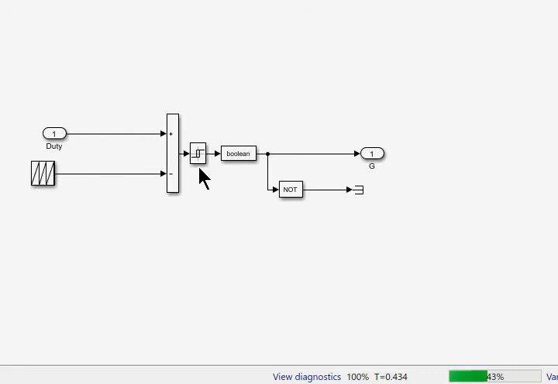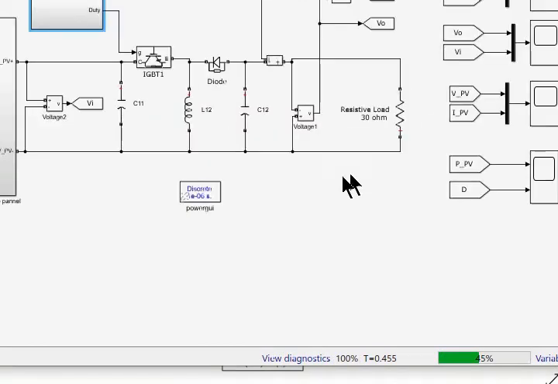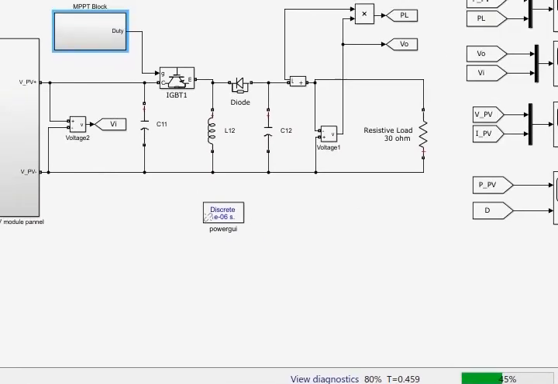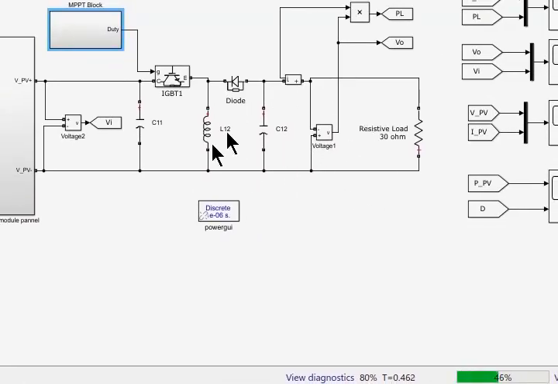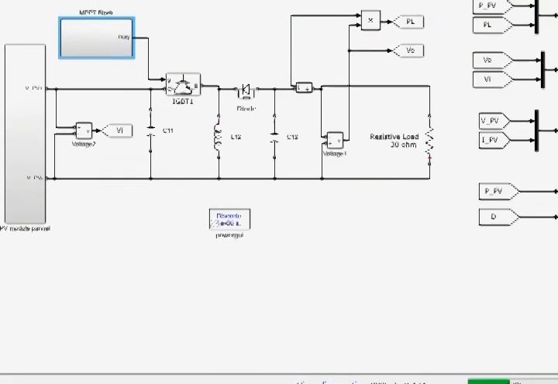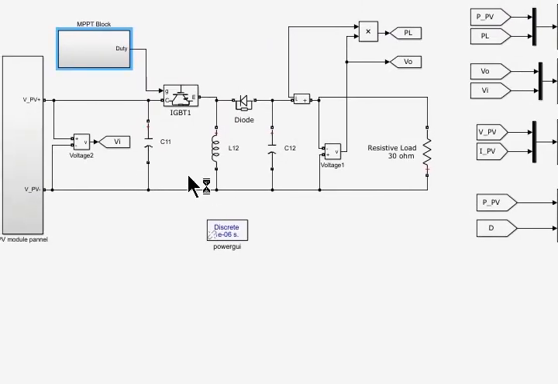Adding within a duty cycle, this switching and passing through this saturation function, limiter function, the output will be just like a PWM, and this PWM will be supplied to this MPPT, and this MPPT will be operated at maximum power point to extract the maximum power from this PV module to this load.